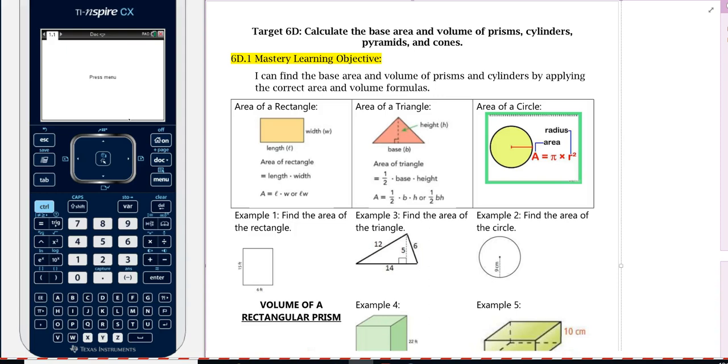Hey guys, in this video we're going to be starting Target D. So 61 Mastery Learning Objective is, I can find the base area and volume of prisms and cylinders by applying the correct area and volume formulas.